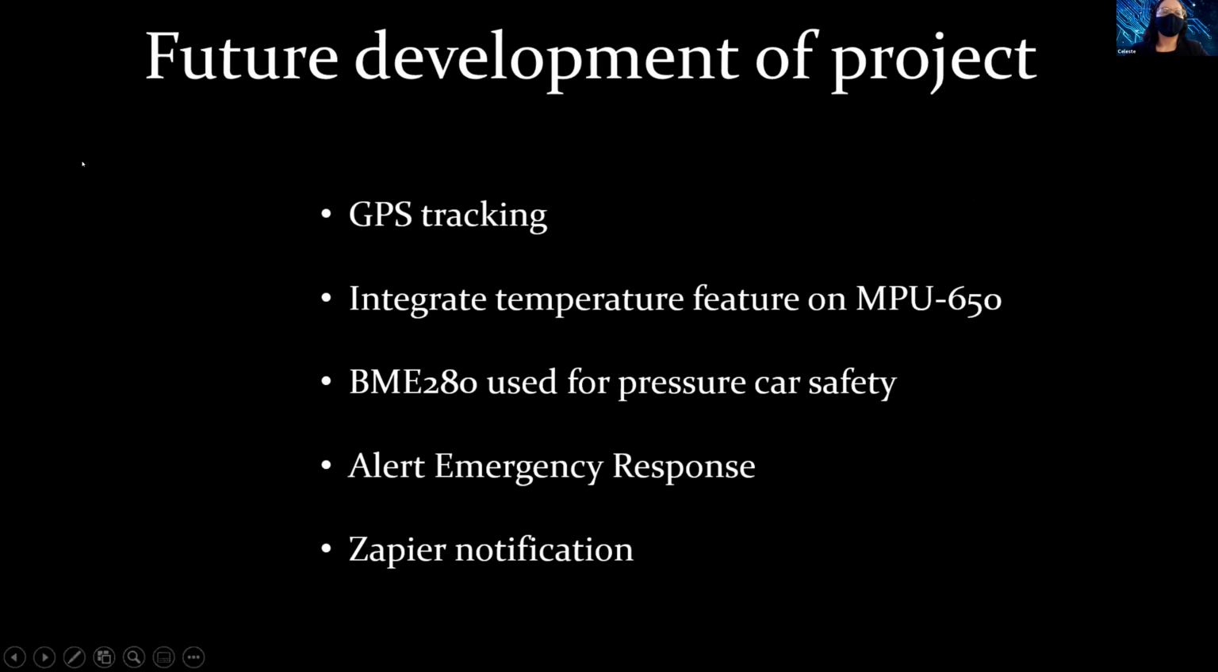For future development of the project, I would like to add GPS tracking, and definitely integrate some temperature feature. I was either thinking the MPU or the BME because they both can do that, but I don't know, they're both good choices. I would also like to use the BME for pressure in the car, just as an extra safety measure. And eventually it'd be nice to set it up so the authorities could be contacted if there's a disturbance in the car, and also set up Zapier notifications so you would get a text message telling you what's going on in the car.